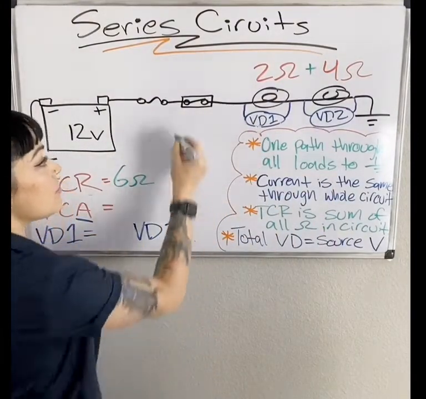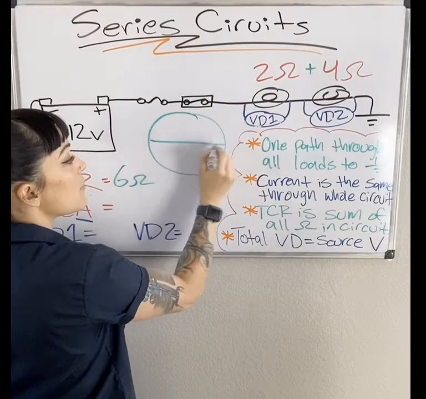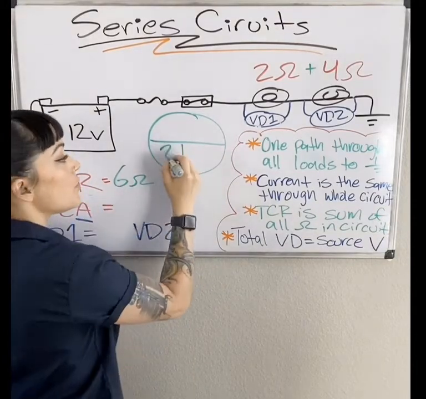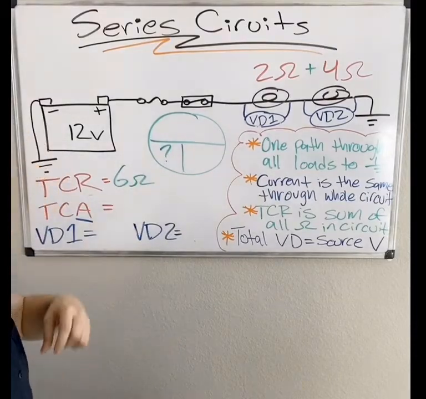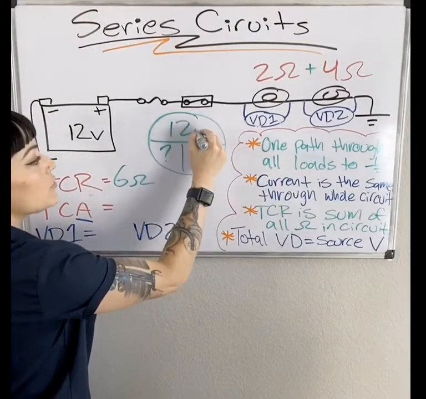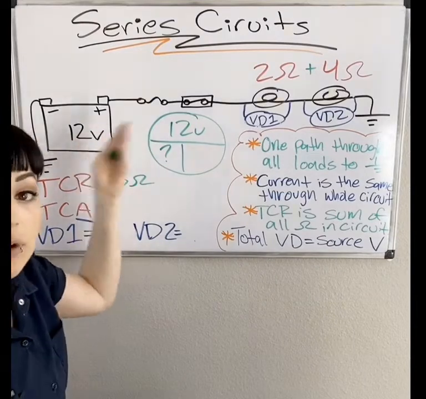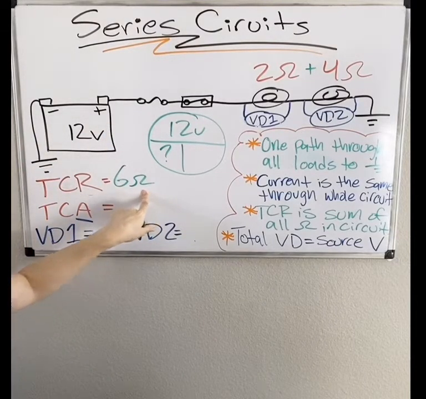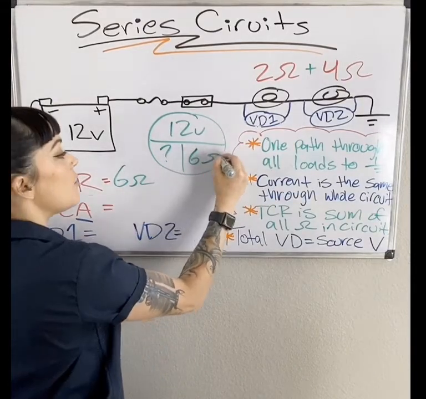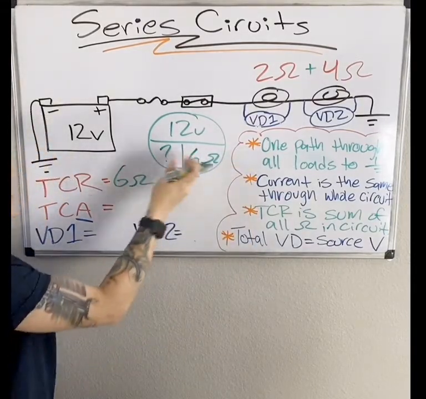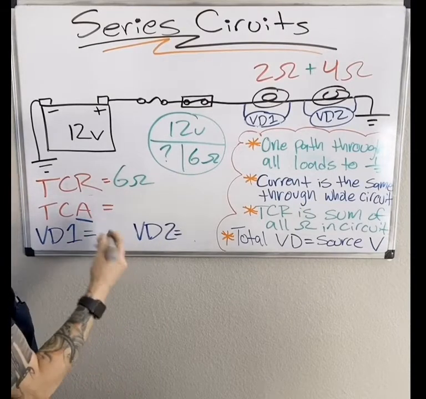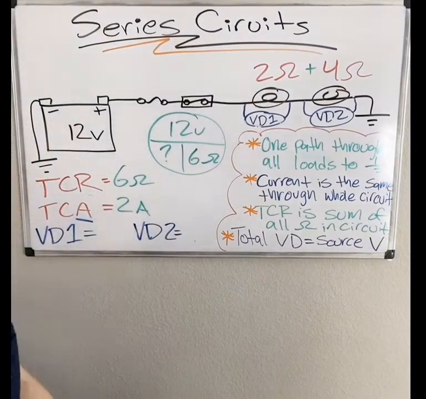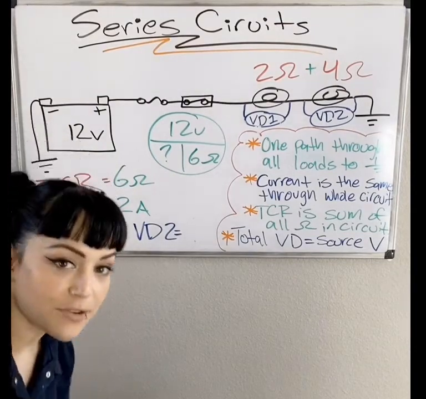TCA needs to be calculated by using handy-dandy Ohm's Law pie charts. What are we looking for? Amperage. So let's put our little question mark here. And what do we know? We've got 12 volts for the whole circuit. We're looking for amperage for the whole circuit. And how much is the resistance for the whole circuit? 6 ohms. 12, or how many times does 6 go into 12? That gives us a total circuit amperage of 2 amps. Boom. Hopefully you got those answers.